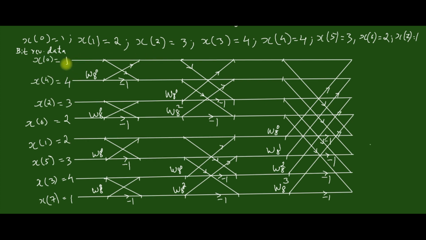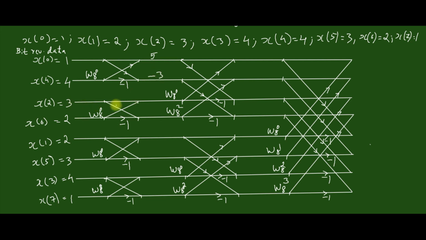So after giving the input data in the bit reversed order, we can have the stage 1 computation that we can very easily do. First one is 1 plus 4, the sum of the two, that is 5. Then the second data subtracted from the first one, that is 1 minus 4, which is equal to -3.